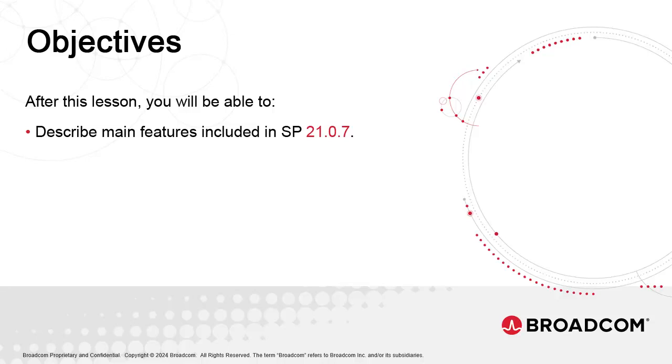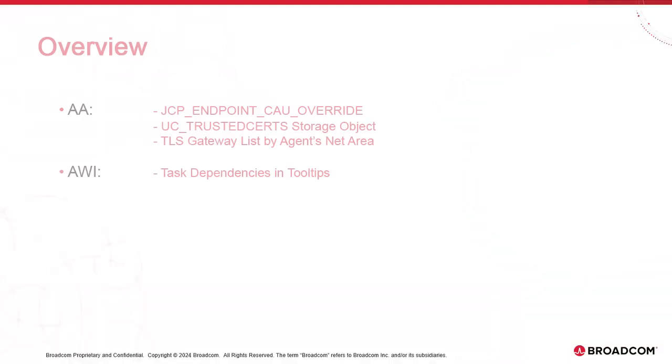All items are grouped together by components: Automic Automation, Kubernetes Edition, AWI, agents, and so forth. The following are the new features and improvements included in Service Pack 2107.